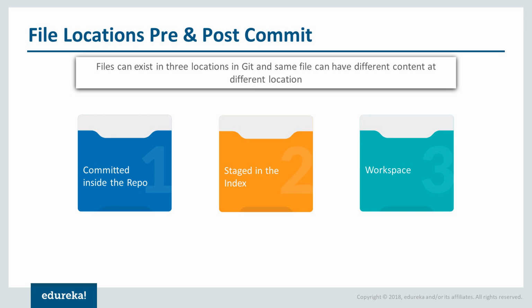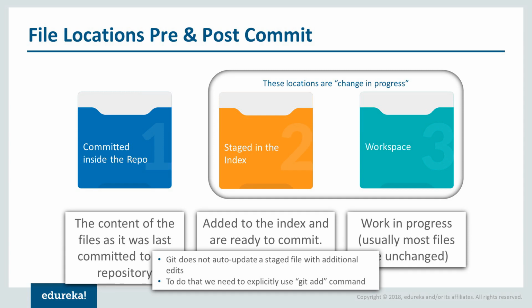Third is the workspace, which is not in the staged area, but is in the workspace so far. So this is the content of the file as it was last committed to the repository. This is on our local, but the second one is in the stage and ready to commit, while the first one is not staged yet, and most files are in progress state.